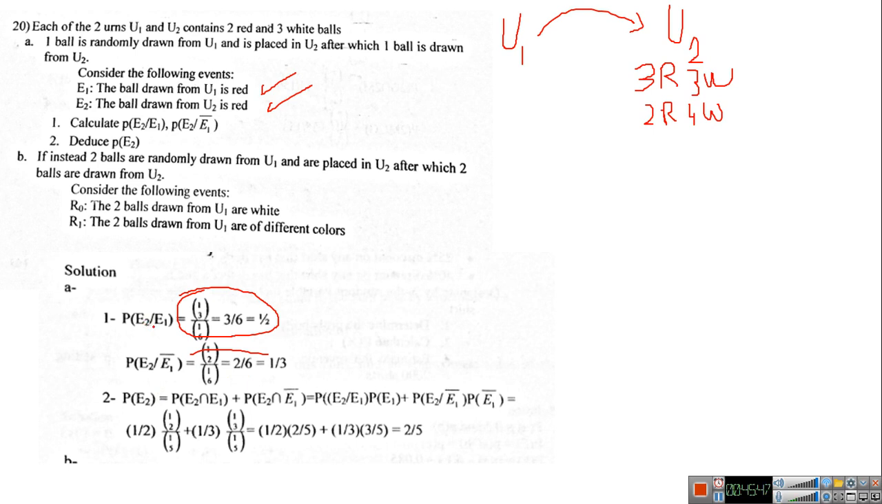It will be P of E2 intersecting E1 plus P of E2 intersecting E1 bar. So P of E1, the only thing we didn't do, and P of E1 bar. The probability of getting a red from urn 1 is 1 out of 2 over 1 out of 5, which is 2 over 5. You can see it here. So 1 out of 2 times 2 over 5. E2 knowing E1 bar is 1 over 3 times not getting a red and getting a white, so 3 over 5, and you get the answer.